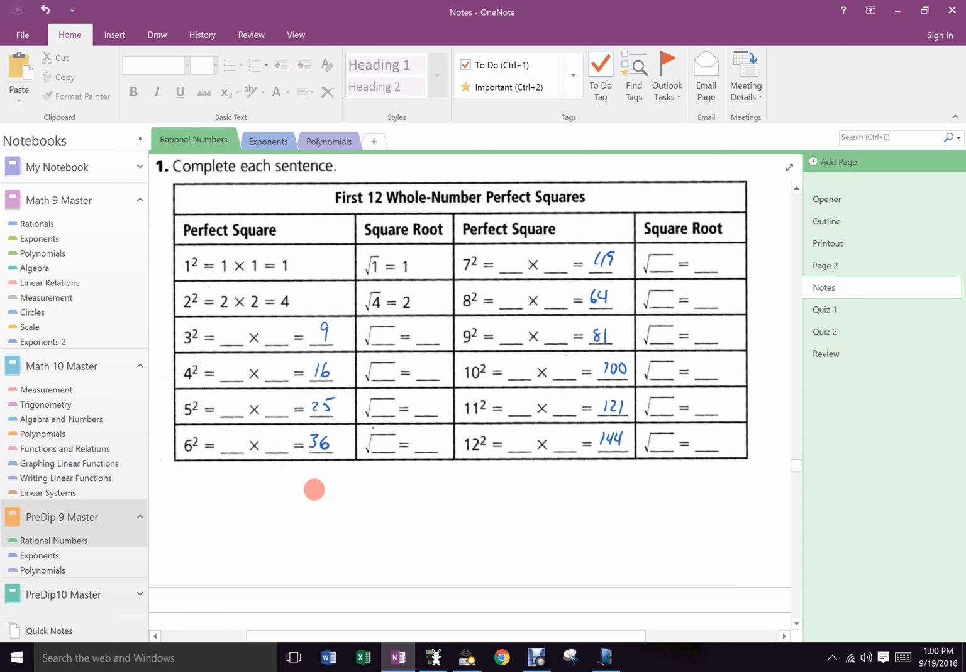Now, the next ones. 13 squared, 169, 14 squared, 196, 15 squared, 225, 16 squared, 256, 17 squared, 289, 18 squared, 324, 19 squared, 361, 20 squared, 400.